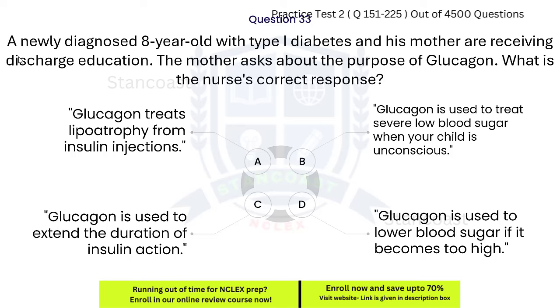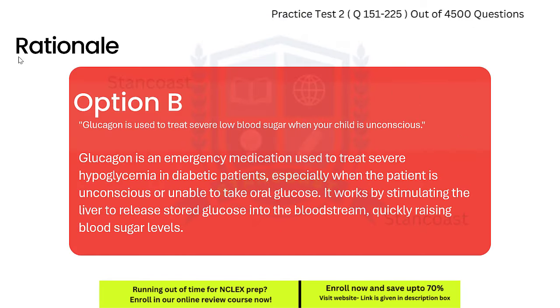The correct answer is B. Glucagon is used to treat severe low blood sugar when your child is unconscious. Glucagon is an emergency medication used to treat severe hypoglycemia in diabetic patients, especially when the patient is unconscious or unable to take oral glucose. It works by stimulating the liver to release stored glucose into the bloodstream, quickly raising blood sugar levels.